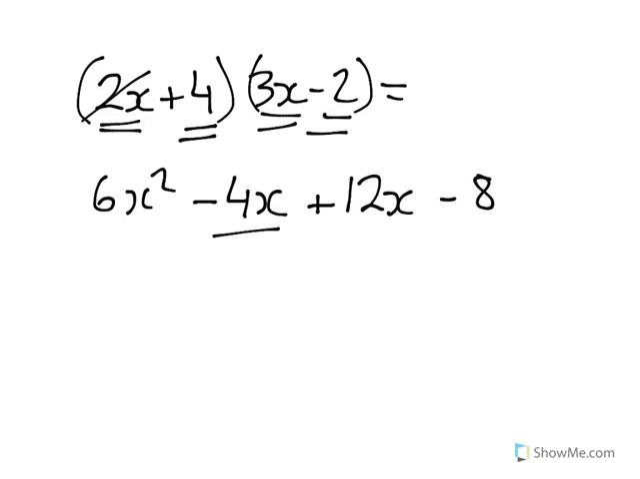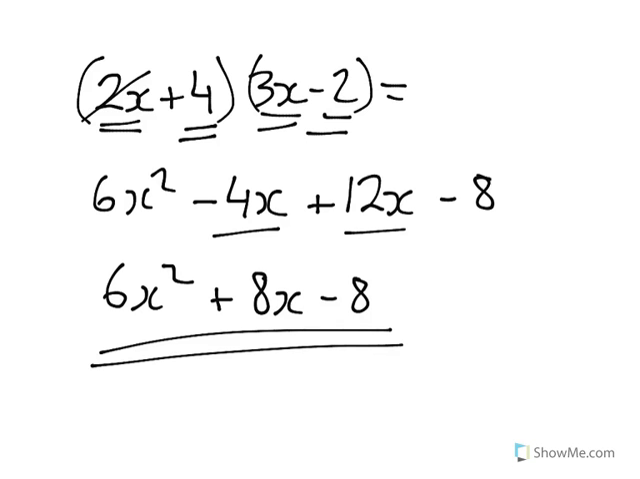Now we've got two terms again where we've got x's, so we have to simplify those. 6x squared, 12x minus 4x is going to give us plus 8x, and then the minus 8 stays the same in the end. So expanding out the brackets gives us the answer 6x squared plus 8x minus 8. Get it?